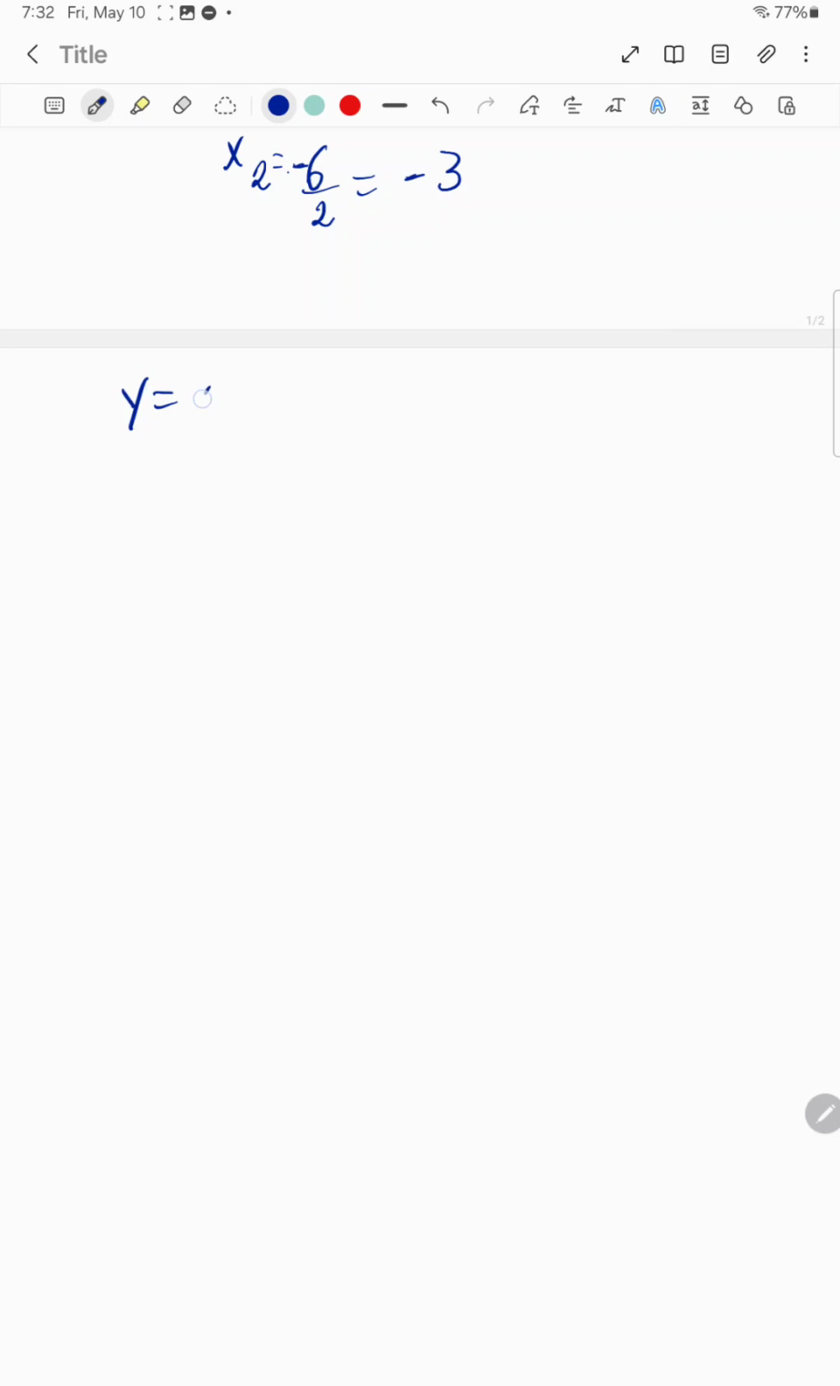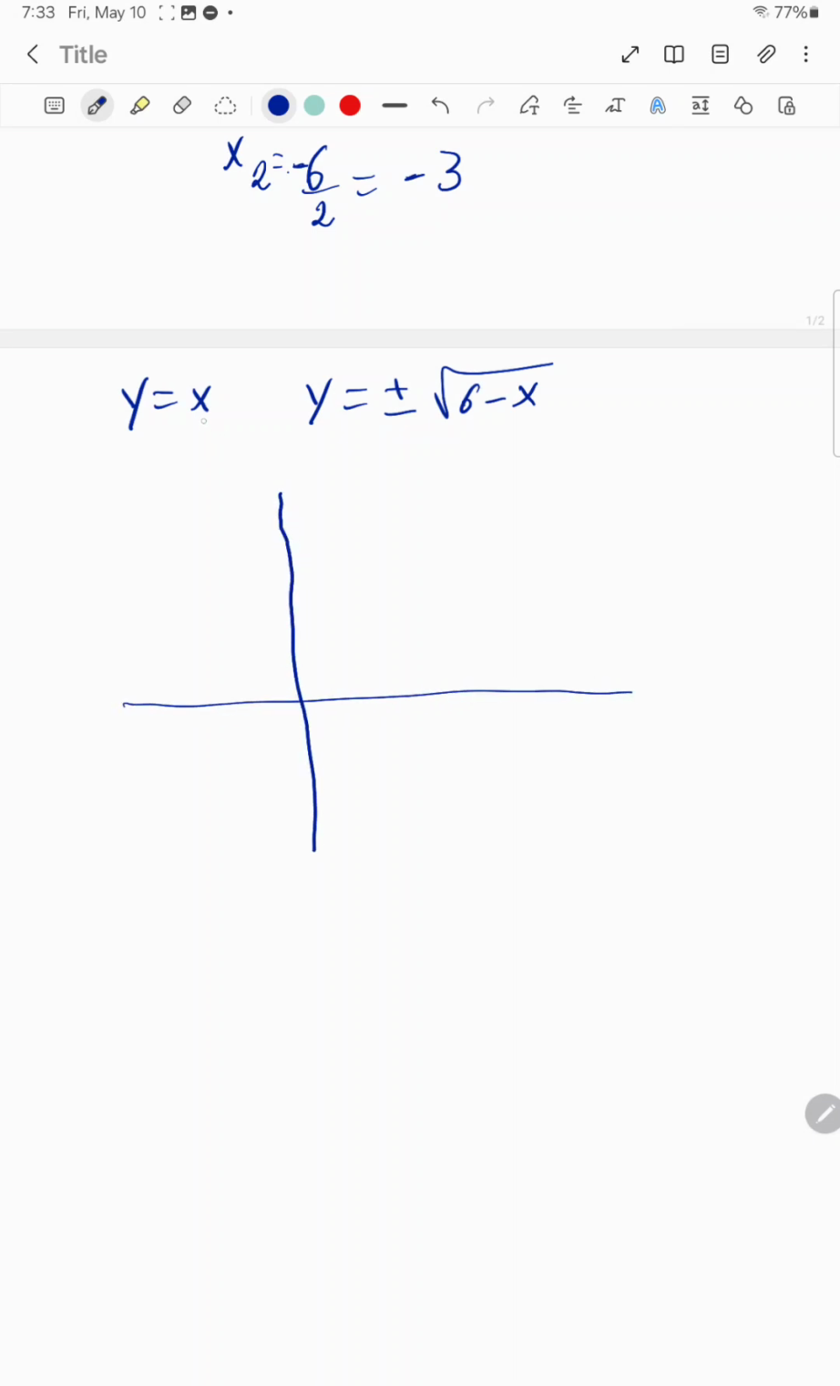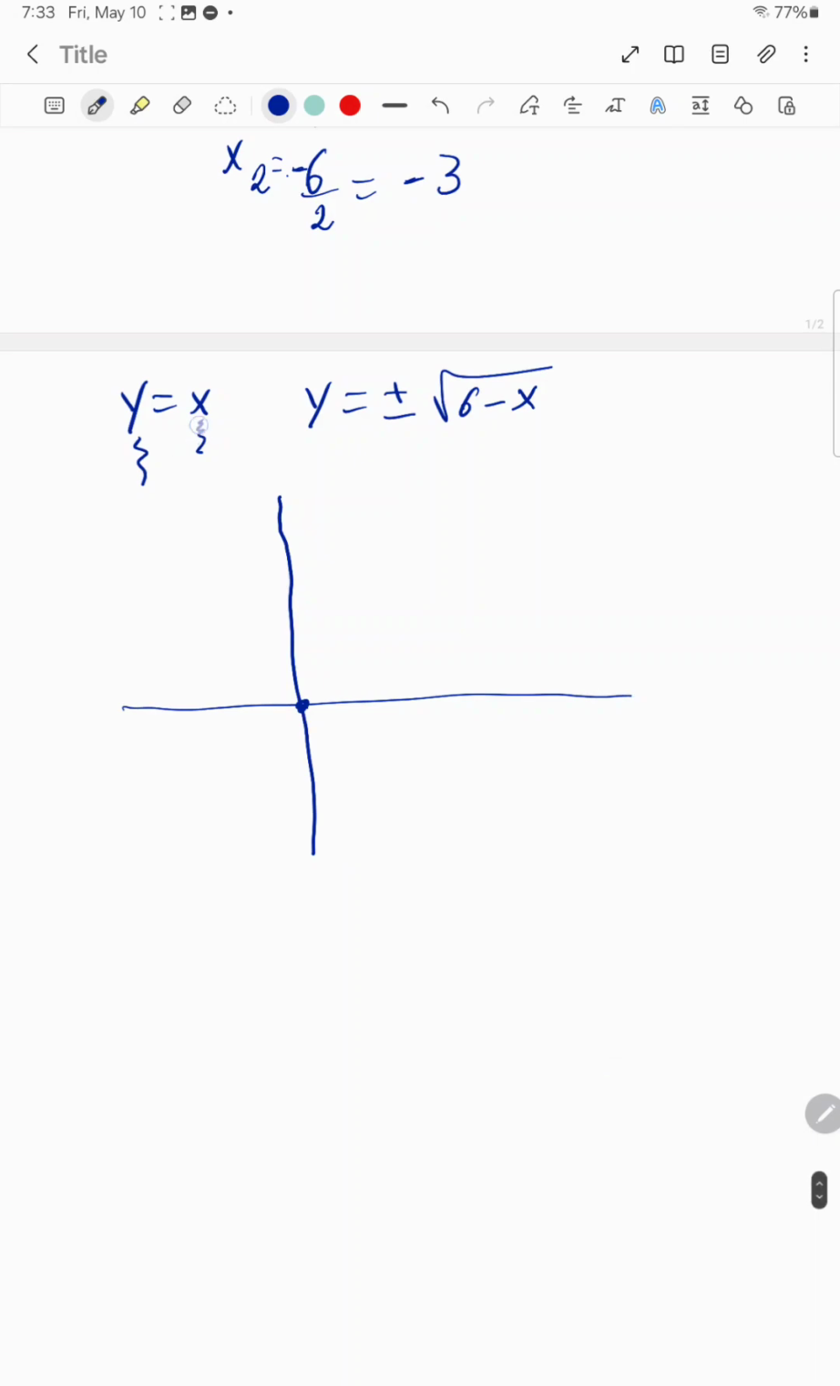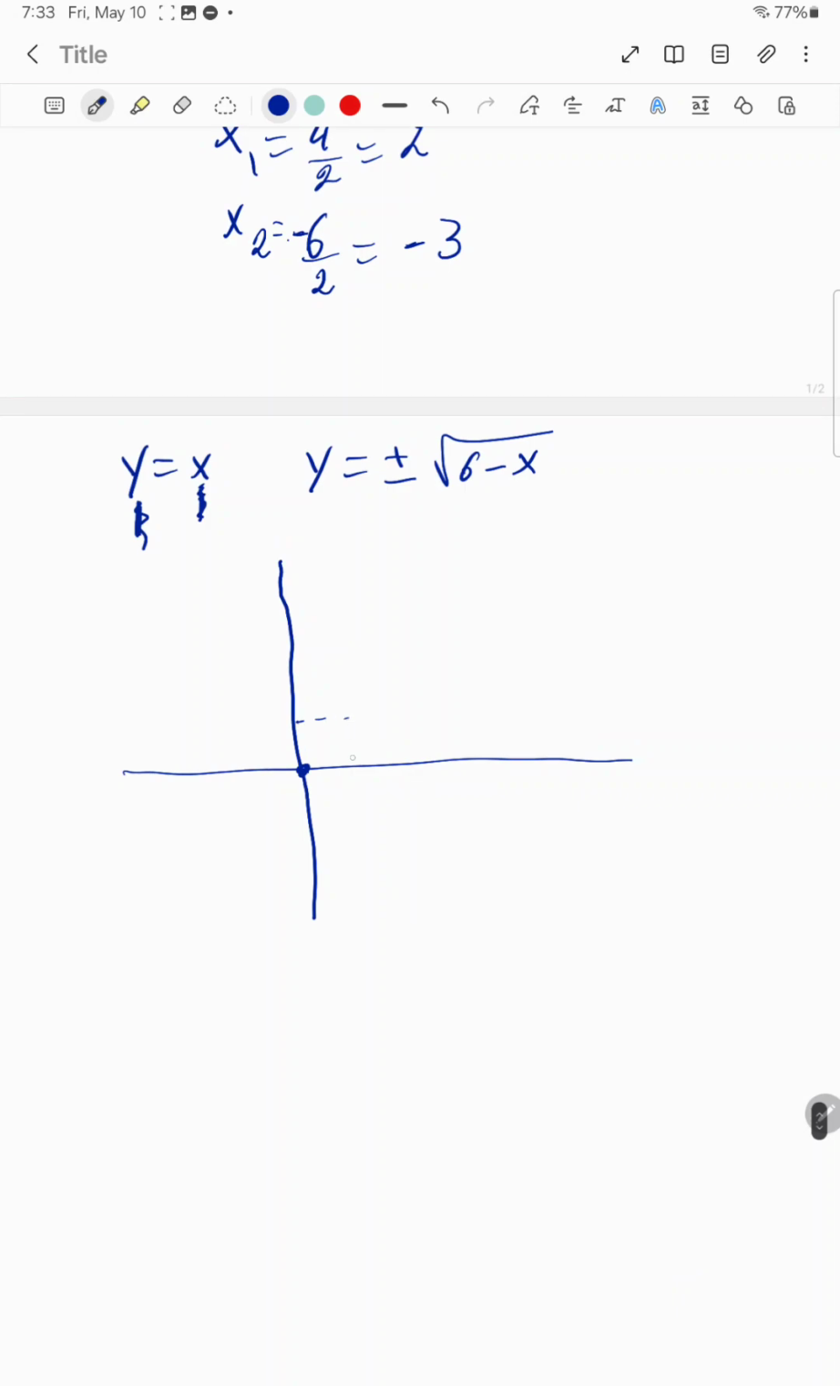So now let's draw the two functions. My function y equal x and y equal plus or minus square root of 6 minus x. So if I want to draw them, if I take for x equal to 0 here, my y would be equal to 0. So I have 1 point here. And if I take my x equal to 1, my y will be equal to 1. So 1, 1. And I'll try to draw it like this. And let's say this is 1 here and this is 1 here.